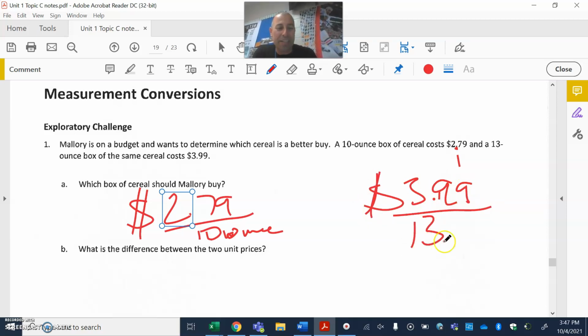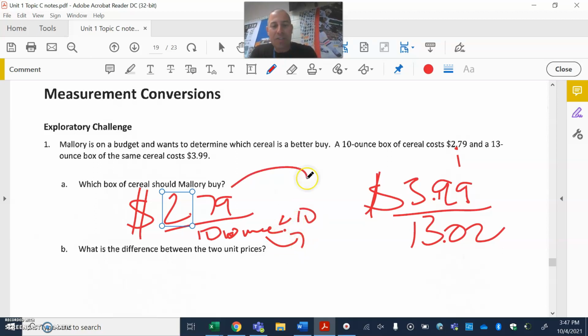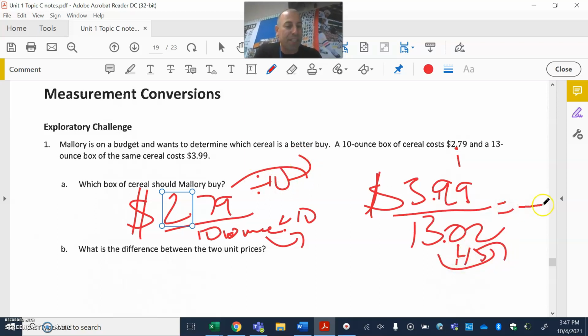For the 13 ounce. And then the idea here is by finding the unit rates, in other words just dividing, we can figure out how much it is for one, and then that comparison is good. So here we would divide by 10, and here we would divide by 13 to figure out how much for one. So again, we're after the techniques here. So that's one way about there.